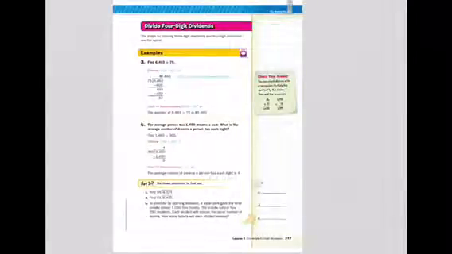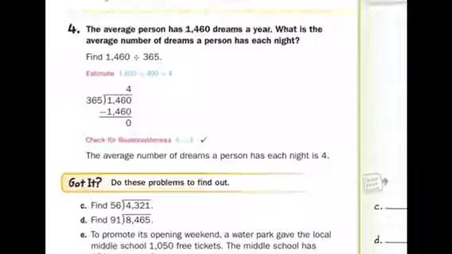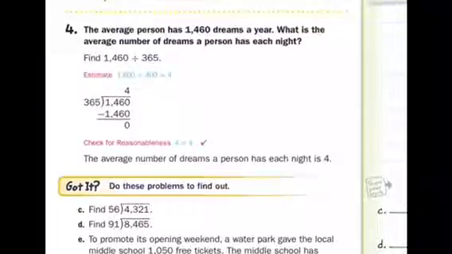Now on this page, I'm not going to go over example 3 because it's not that different from the other ones, but I am going to go over example 4. So in example 4, it says the average person has 1,460 dreams a year. What is the average number of dreams a person has each night? Now you have to know there's 365 nights in a year. So what that means is you're splitting up your dreams to the average number each night. You're splitting it up in 365 nights.